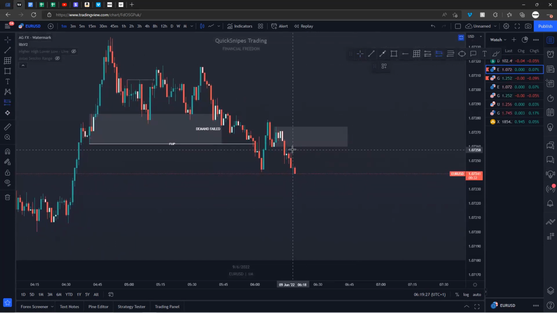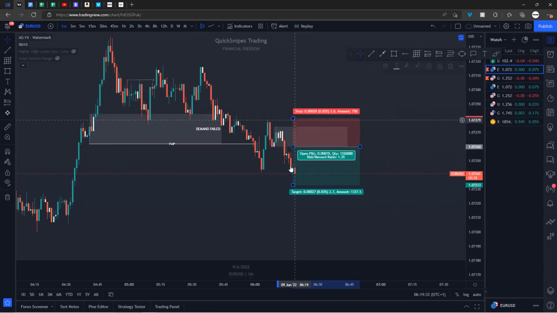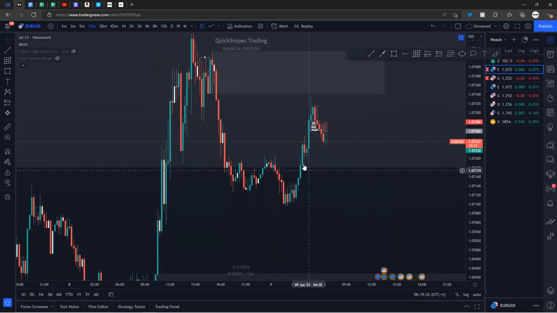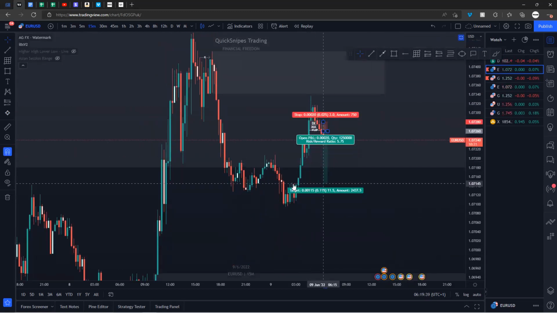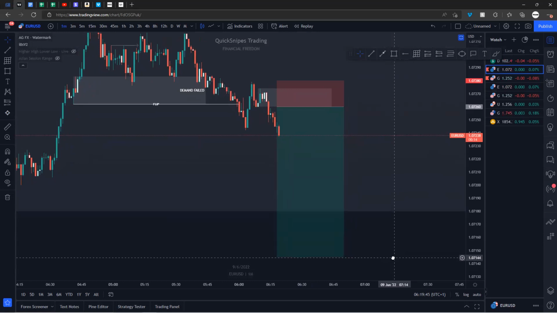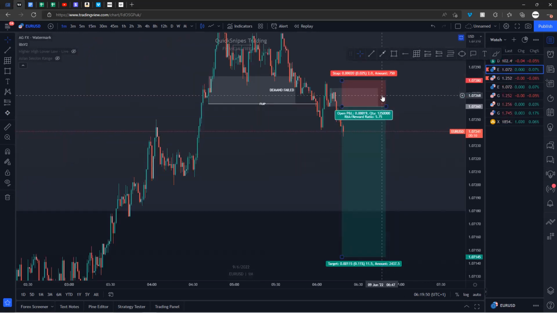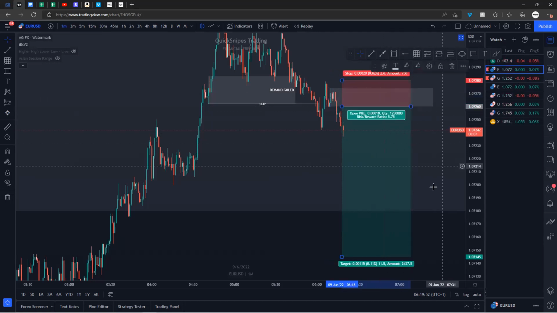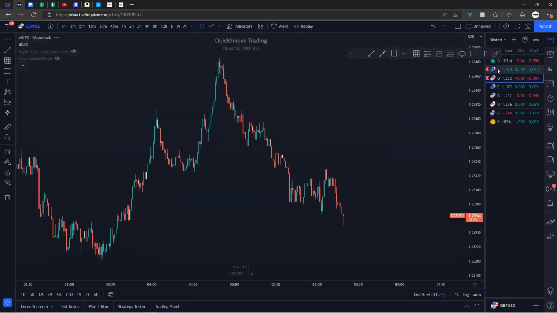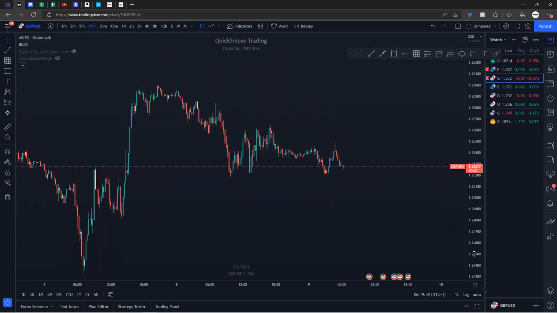It would look something along the lines of a 2 pip stop and targets at the 15-minute demand. So that's a 5.75 risk to reward. However, it's not the cleanest of trades, so I'm probably just going to stay out and watch it play out. Maybe even if it hits take profit, I'm not going to be annoyed because I know that I can get better entries. 15-minute. Let's look at GU.